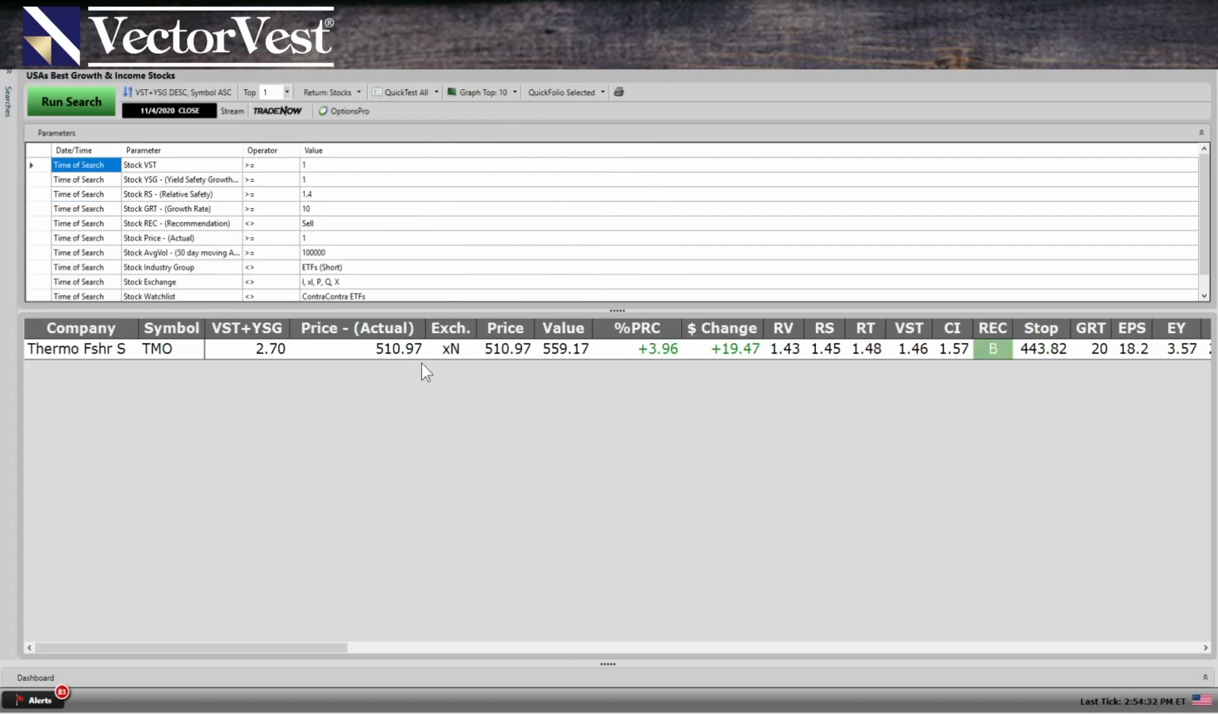The stock's price is at $510 with a value of $559. The stock is currently undervalued. I like that. The stock's got an upside potential of 1.43. This stock has good upside potential as compared to a AAA corporate bond. Relative safety, 1.45, is one of the safest stocks out of the 8,300 stocks that we track. Relative timing, 1.48. This stock is in an uptrend. VST, 1.46. How about it's got earnings per share of $18.20. They grow their earnings at a clip of 20% a year.